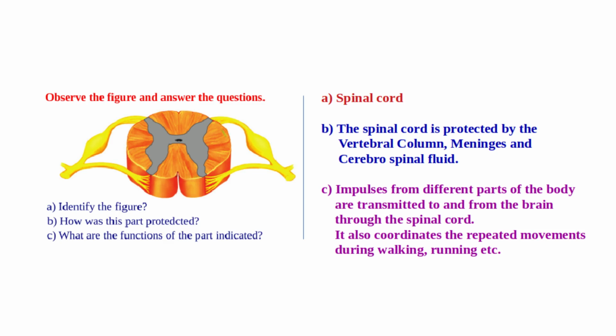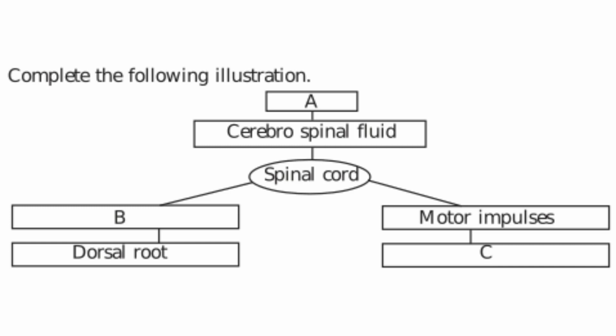C question, what are the functions of the part indicated? Here the part indicated is the spinal cord, and the major functions of the spinal cord are: impulses from different parts of the body are transmitted to and from the brain through the spinal cord. It also coordinates the repeated movements during walking, running, etc.